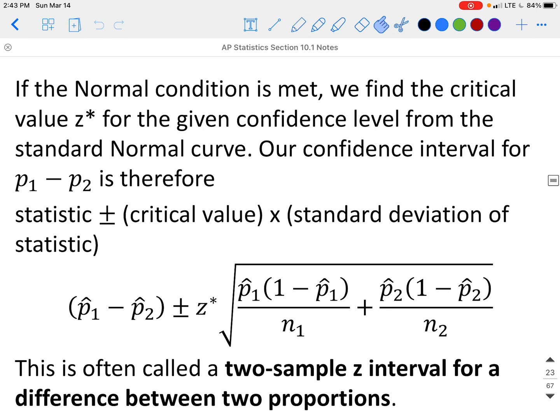If the normal condition is met, we find the critical value z star for the given confidence level from the standard normal curve. Our confidence interval for p1 minus p2 is therefore the statistic plus or minus the critical value times the standard deviation of the statistic, or in our case, p hat 1 minus p hat 2 plus or minus z star times the standard deviation of that statistic. This is often called a two-sample z interval for a difference between two proportions.